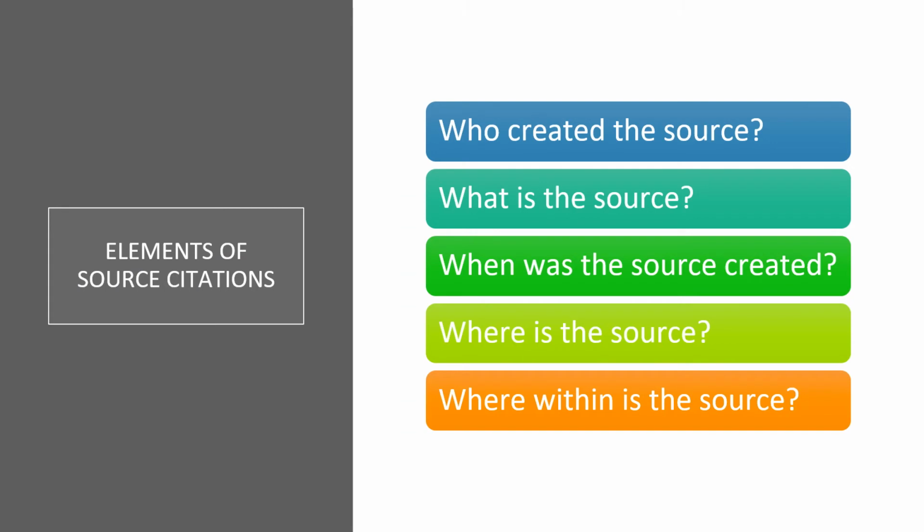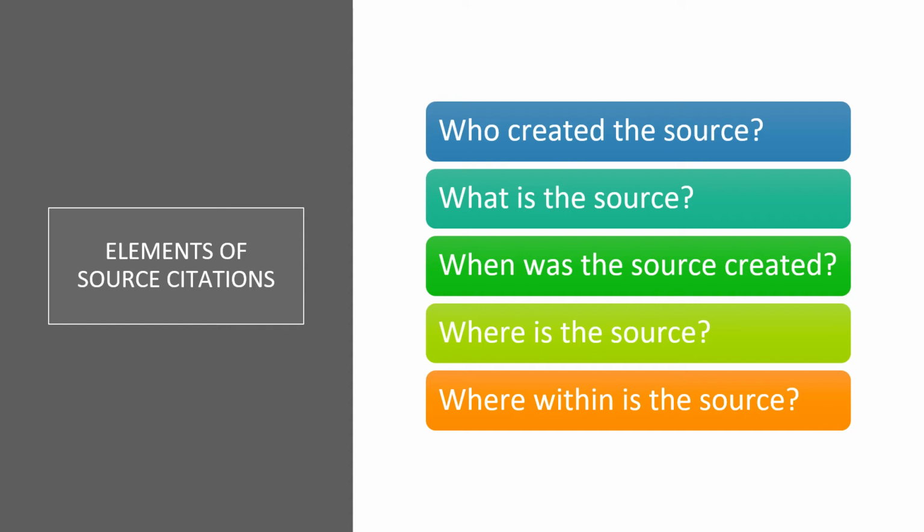So here are the elements of source citations. Let's talk just a minute about what this could mean for DNA sources. The who created the source could be the author of a DNA report, or the publisher, or the testing company, such as Ancestry DNA. The what is typically the database title or a report name, such as Ancestry DNA database report for whoever the test taker is. The when is when the source was created, and this would be the date the database was accessed or the report created.